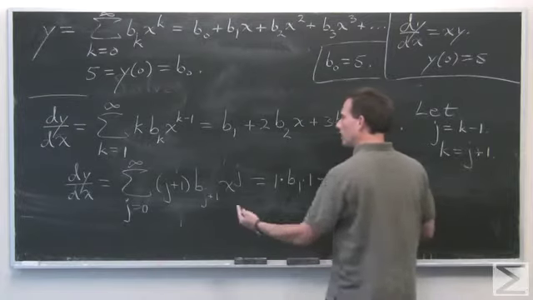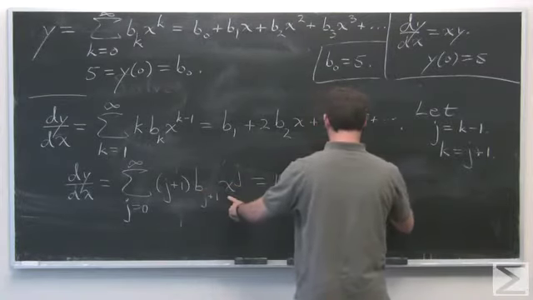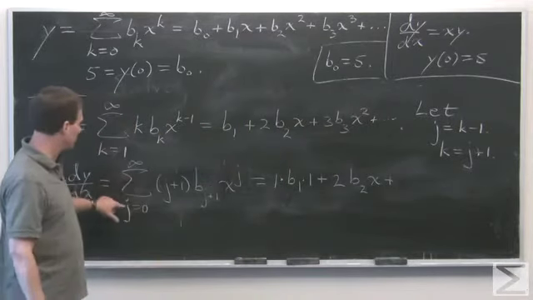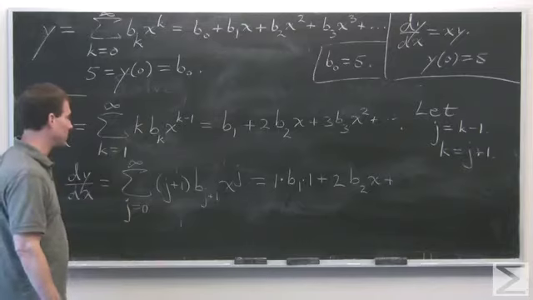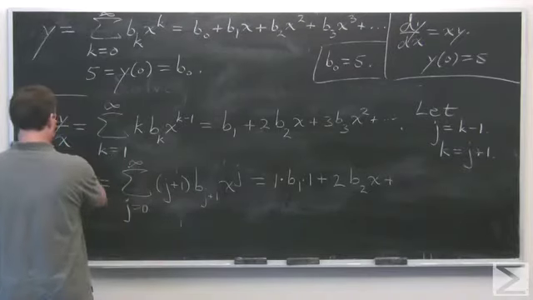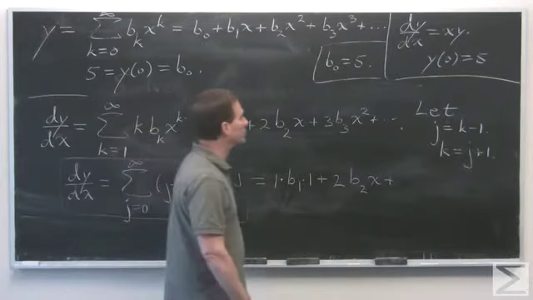Plus, what do you get when j is 1? You get 2 b sub 2 x plus. It's exactly the same thing. We've just written it in terms of a different summing index so that we can do something nice in a minute. All right, so here's what we get for the derivative written in summation notation.